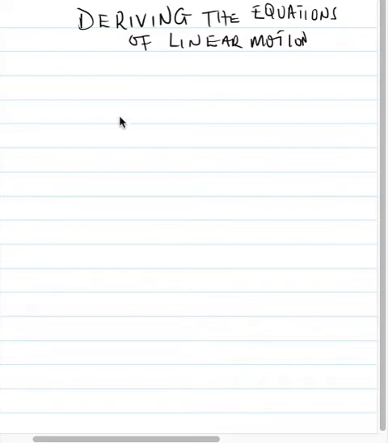Today we are going to talk about some physics, and look at how to derive the equations of linear motion. In physics we have different types of motion. There's what we call linear motion, motion in a straight line. We have circular motion, motion in a circle. We have simple harmonic motion, motion through a fixed point, and many more. But today we are going to focus on how to derive the equations of motion.